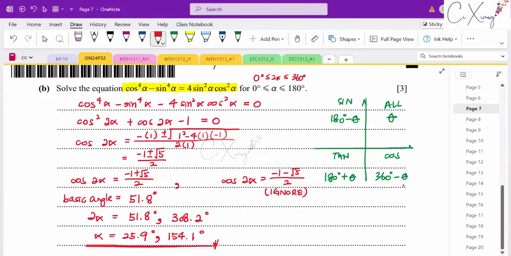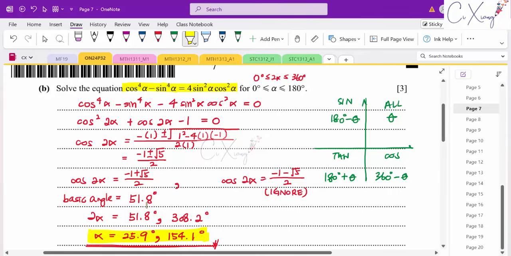Okay, so if you're not able to get the answer that I show here as the final answer, maybe when you go back to the basic angle, when you press the calculator, you have to use the long value for the calculation for alpha. That means you keep the long value, don't keep it as 51.8. Alright, so this is how we solve question number 5.